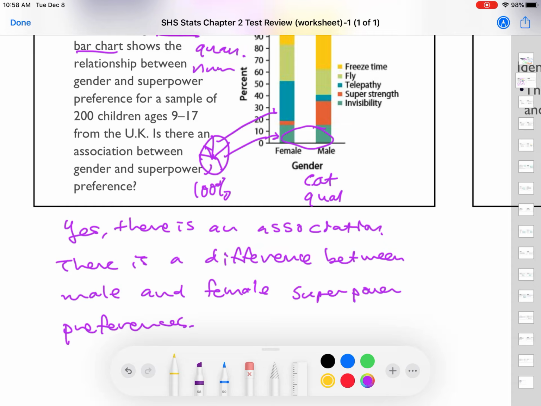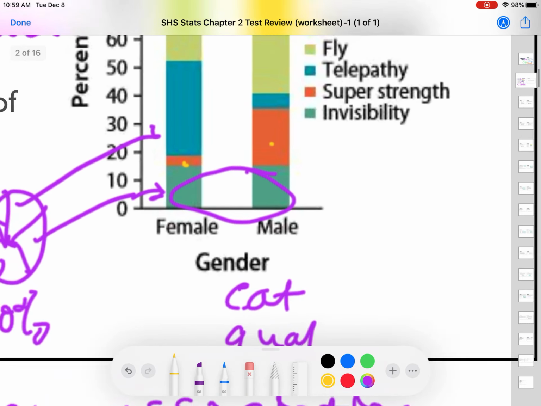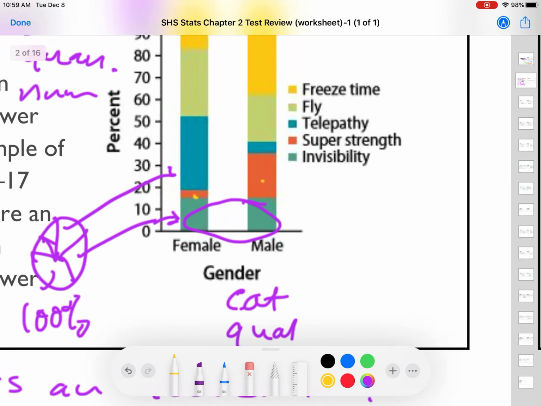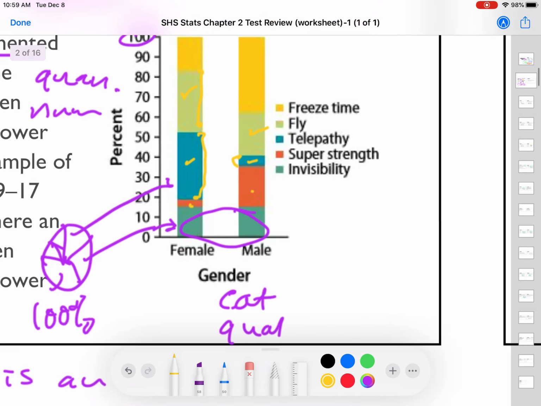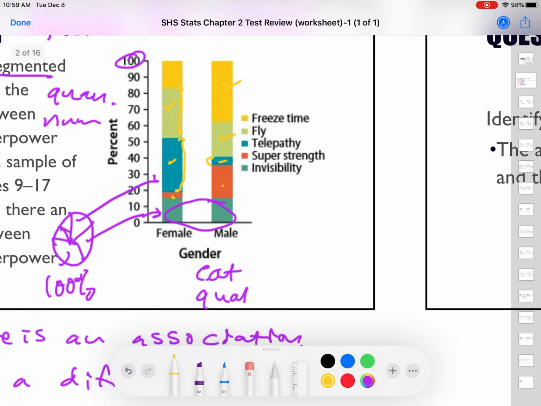But if you compare the oranges here, the males prefer super strength, and then the females prefer, because that bar is bigger than this one here, they prefer more telepathy. And it looks like this one is bigger than, females prefer flying over males. Does that make sense? And then males prefer freeze time over females because theirs is larger, the bar segmented part.